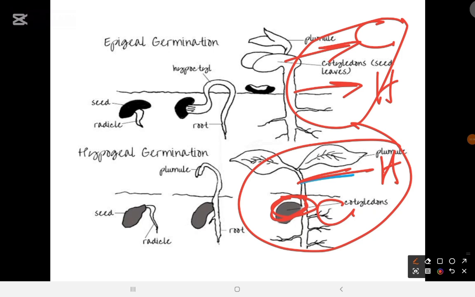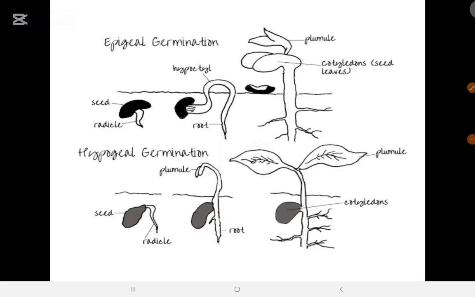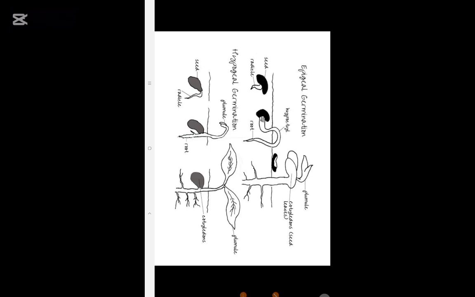Of course, another way to remember is this. Here we said H is above. So hypogeal is H above, which is hypocotyl. And epigeal, C is above. So you can just curve that C into an E and remember that cotyledon is above the hypocotyl. So don't forget that.